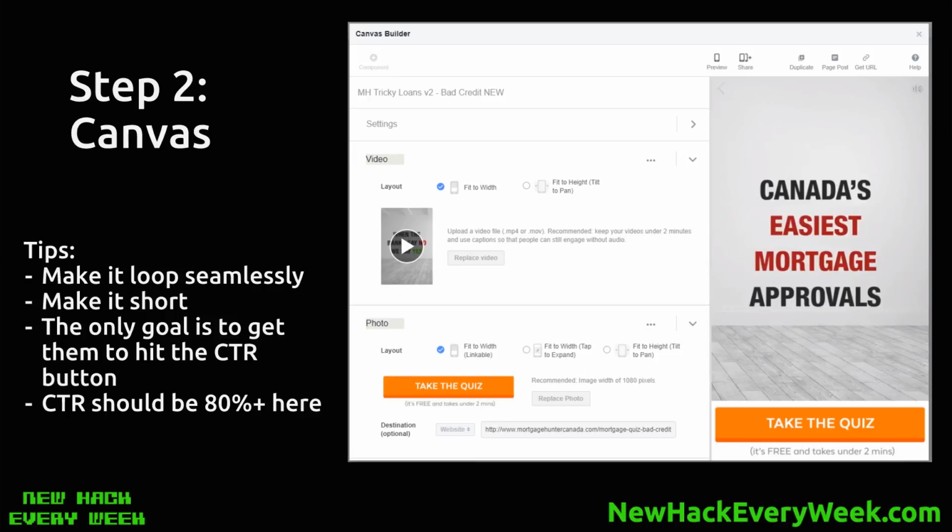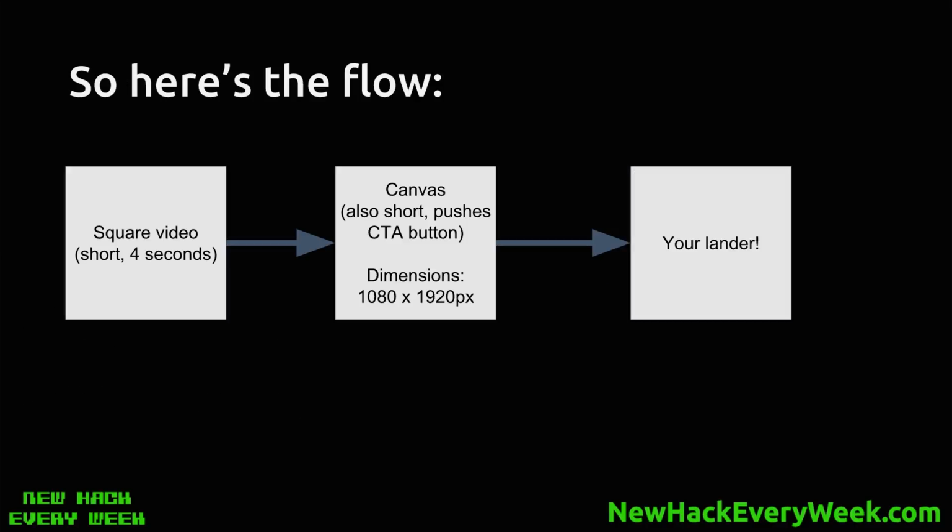So really, people are clicking on the square video ad, they go to the canvas, and most of them just go straight and click the orange button. Almost all. You will get a little bit of drop-off, but it's way, way, way more made up for by all the other benefits that we get for our CPM. And then we send them to our lander. So here's the flow. Square video, it's short, 4 seconds long. We get that large clickable area because it's going to a canvas. It's also short and it just pushes that CTA button.